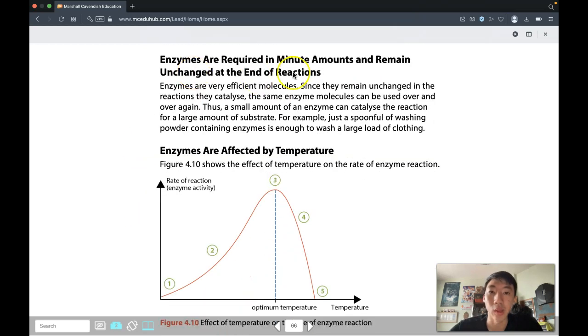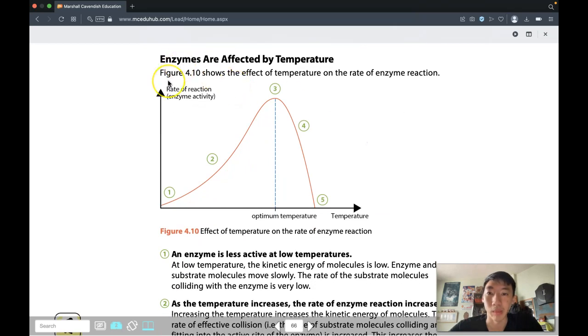Enzymes are required in minute amounts and remain unchanged at the end of reaction. The word minute means very little, not minute. Enzymes are very efficient molecules. Since they remain unchanged in the reactions they catalyze, the same enzyme molecules can be used over and over again. Thus, a small amount of enzyme can catalyze the reaction for a large amount of substrate. For example, just a spoonful of washing powder containing enzymes is enough to wash a load of clothing.